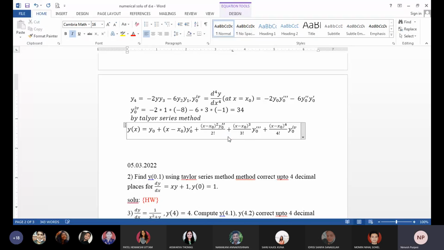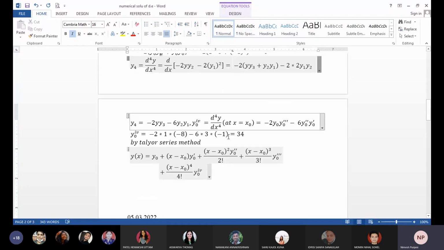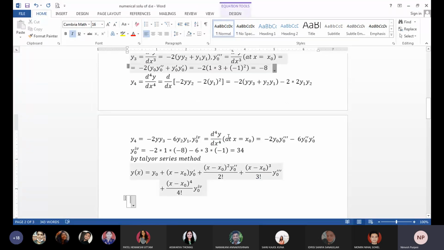So what we will do is, in the formula written just now, we will substitute x as 0.1. See, this is what the question says: find y of 0.1. The formula written now is the general formula for y of x. What will be y of 0.1? Y of 0.1 means on the right hand side, wherever x is there, that x will be replaced by 0.1.